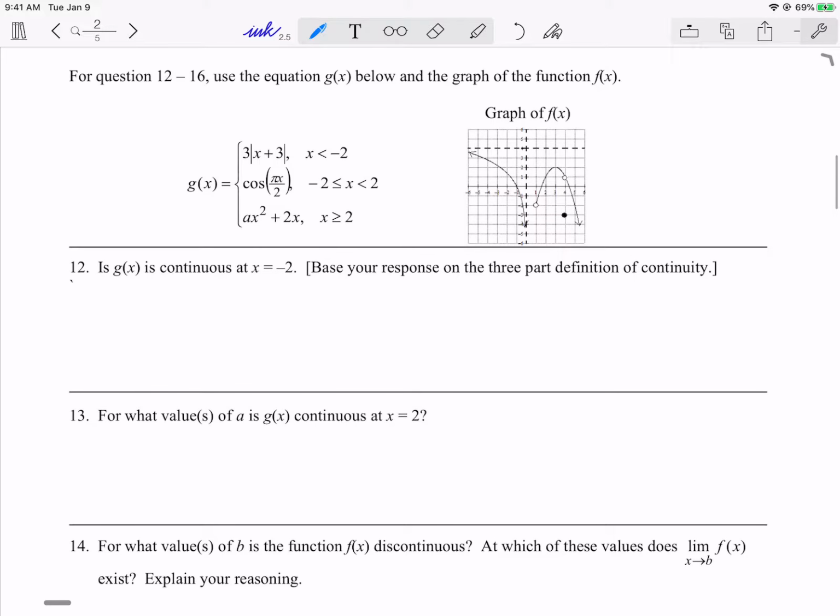Next series of questions, I've got to use this piecewise function g of x and this graph of a piecewise function f of x. So it says, is g of x continuous at x equals negative 2? So what I want to compute is the limit and the function's value. But to do the limit, since it's a piecewise function, I have to consider a left-sided limit and a right-sided limit. All right, so from the left, that would be where x is less than negative 2. Okay, so then I'm going to be plugging in negative 2 into that piece. So negative 2 plus 3, and I get 3.